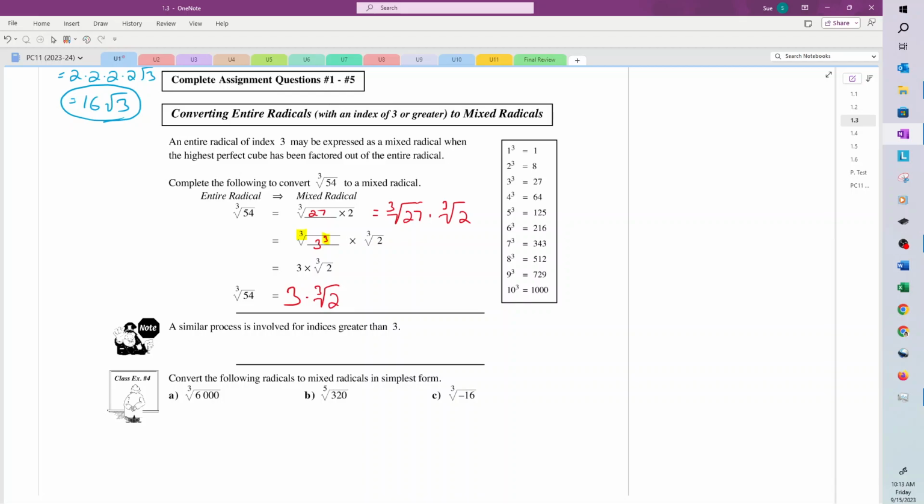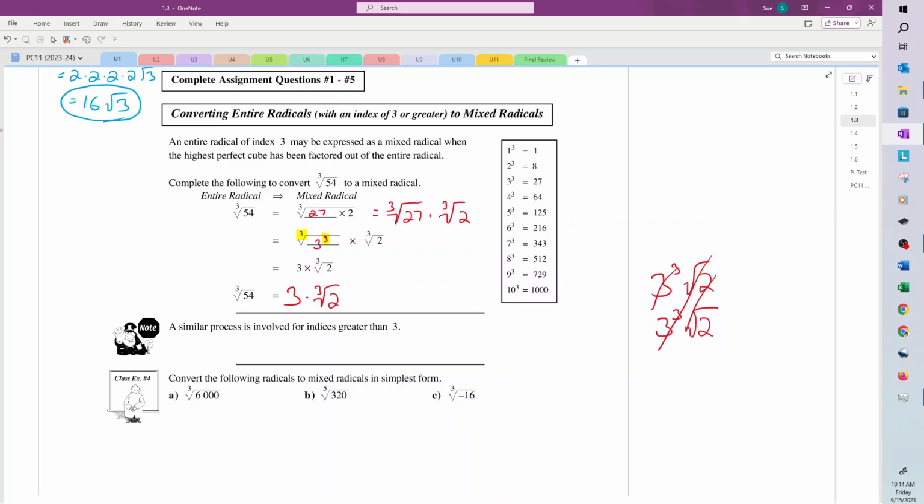So I'm just going to make a little side comment here. When you're writing that, make sure that it doesn't look like that, because that to me looks like 3 cubed times 2 times root 2. You can see that. It's not clear to me that that is 3 times the cube root of 2. So just make sure that when you're writing these things out, it's really clear what that little number belongs to. Is it the exponent on the coefficient, or is it the index of the radical?